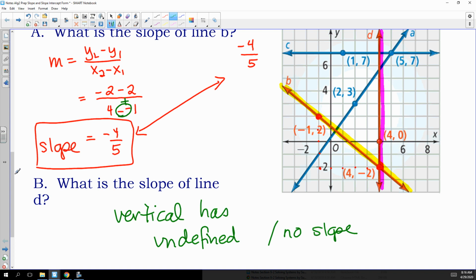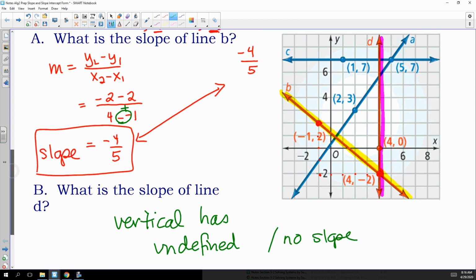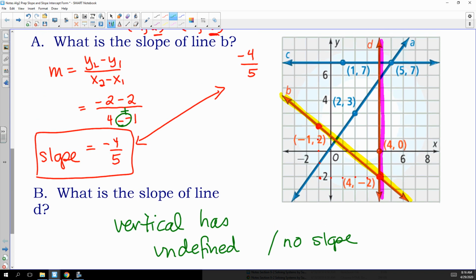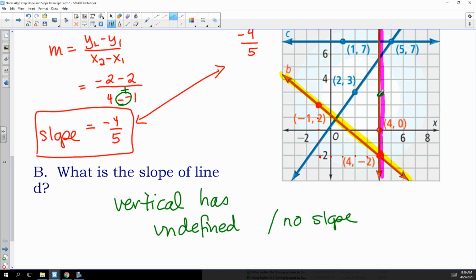And I like to think about that almost in a sense of like, if you walk up to a wall and you're trying to walk up a vertical wall, you really can't do that. So it's not possible. It's undefined slope, right? And mathematically, that would come from trying to divide by 0.